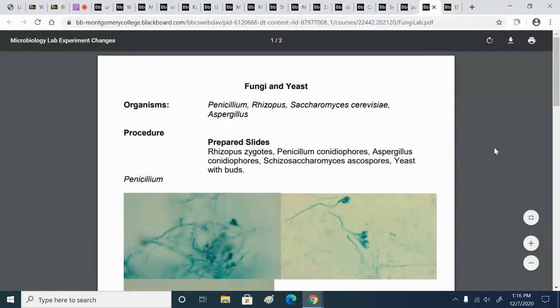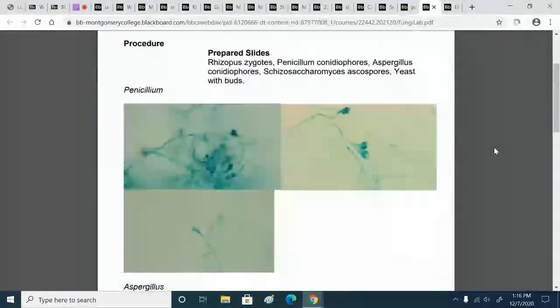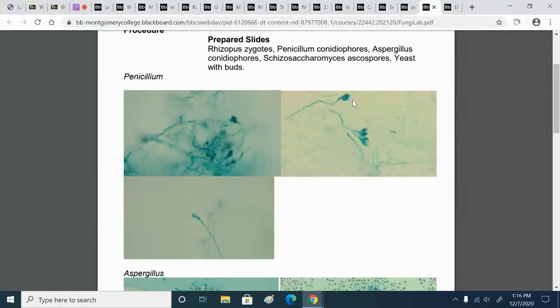So next we looked at some fungi. Remember, for the fungi, the idea was just to be able to recognize the type of fungus from the slide. So the first one we looked at was Penicillium. Remember, these have been stained, but the structures we're looking at here are the conidiophores, which have a bunch of spores on the tips. And so the conidiophores are reproductive structures.